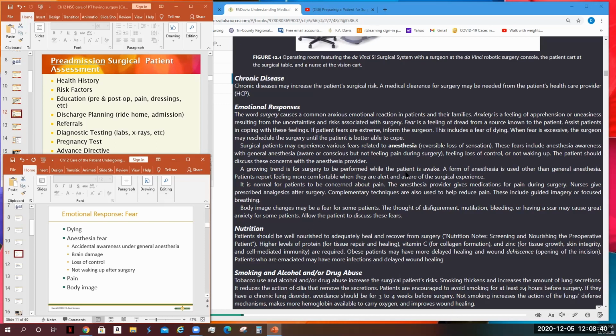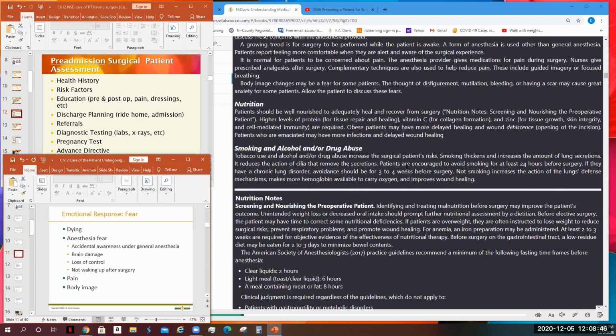Nutrition. Patients should be well nourished to adequately heal and recover from surgery. Higher levels of protein for tissue repair and healing, vitamin C and zinc are required. Vitamin C is for collagen formation and zinc is for tissue growth, skin integrity, and cell-mediated immunity. Obese patients may have more delayed healing and wound dehiscence, which is the opening of the incision. Patients who are emaciated may have more infections and delayed wound healing as well.